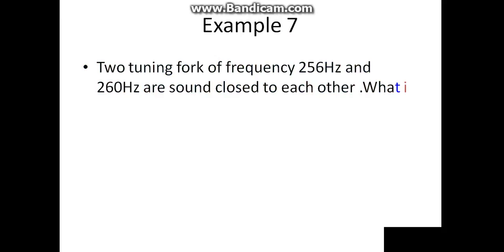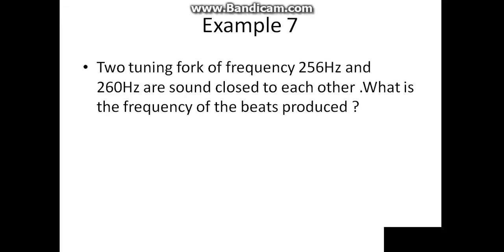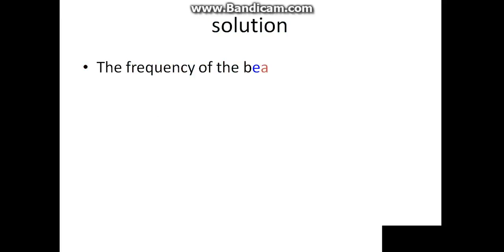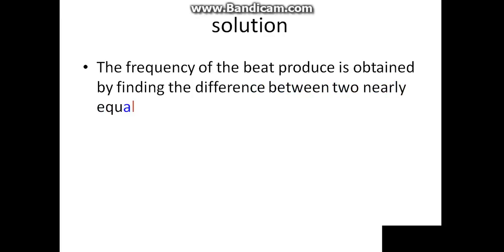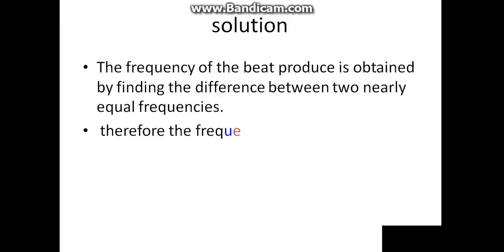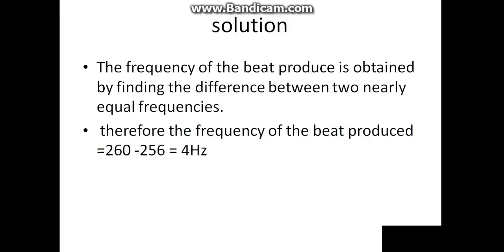Example 7. Two tuning forks of frequency 256 Hz and 260 Hz are sounded close to each other. What is the frequency of the beat produced? Solution. The frequency of the beat produced is obtained by finding the difference between the two nearly equal frequencies. Therefore, the frequency of the beat produced is equal to 260 minus 256, which will give us 4 Hz.